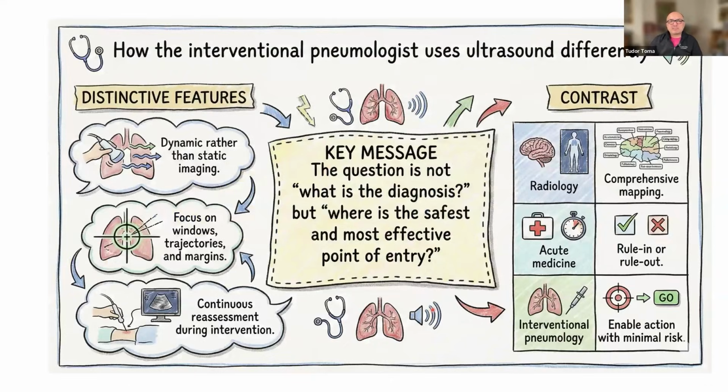So how does the interventional pulmonologist use thoracic ultrasound, and what is different? In a way, I apologize for this infographic, but I couldn't resist using the facilities of AI to generate this drawing, because it does capture basically the essence of the difference between IP and the rest of the specialties that are using thoracic ultrasound. So in IP, we're using mainly the dynamic element of thoracic ultrasound rather than the static element.